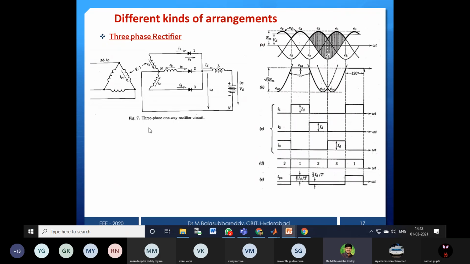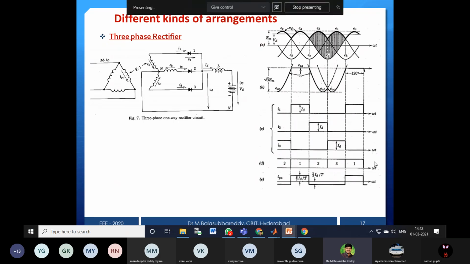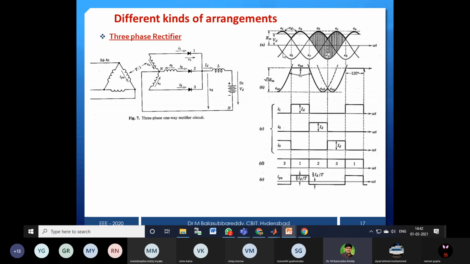But in the configuration side you can see this is the three-phase supply. Let it be A, B, C. All the three phases are there. In all the three phases, whenever it gives a positive, at this crossover point, you can see this.